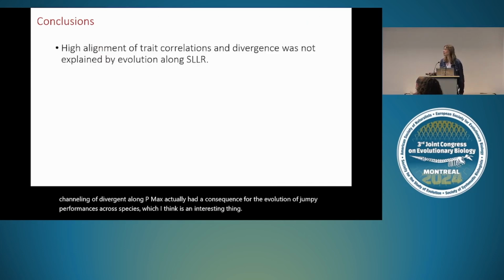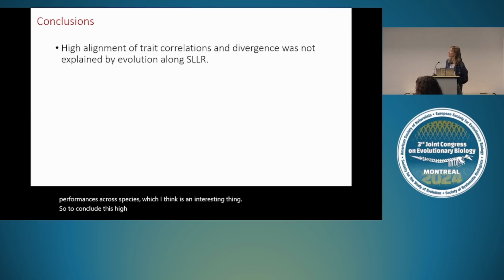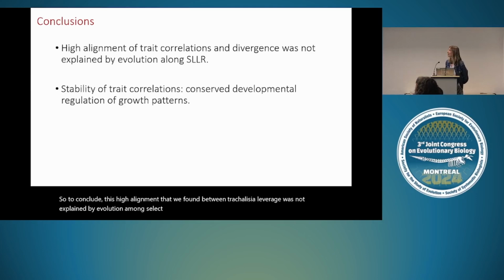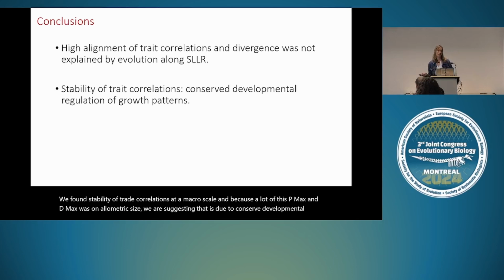So to conclude, this high alignment that we found between trait correlation and divergence was not explained by the evolution along selective lines of least resistance. We found stability of trait correlations at a macroevolutionary scale. And because a lot of this Pmax and Dmax was on allometric size, we are suggesting that it's due to conserved developmental regulation of growth patterns. So this is what's determining the stability of the P or G matrix.